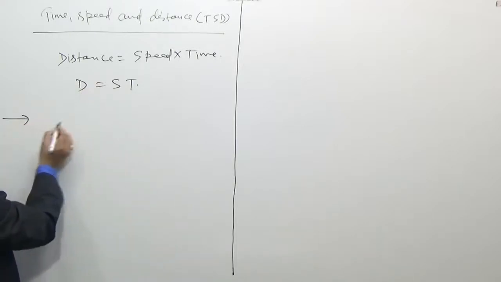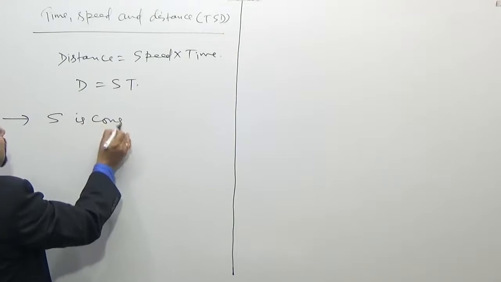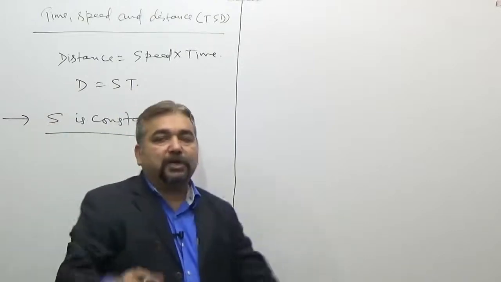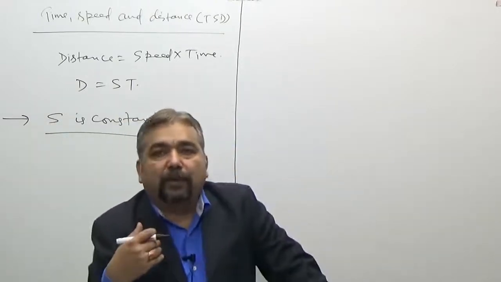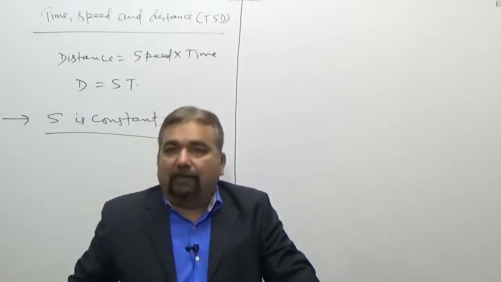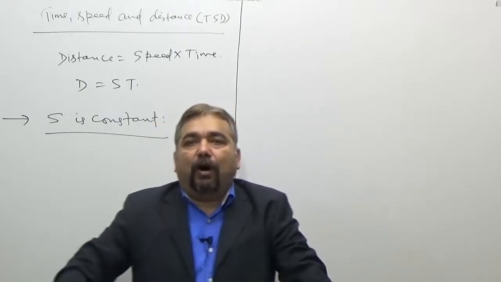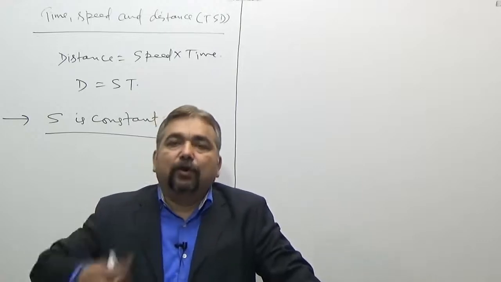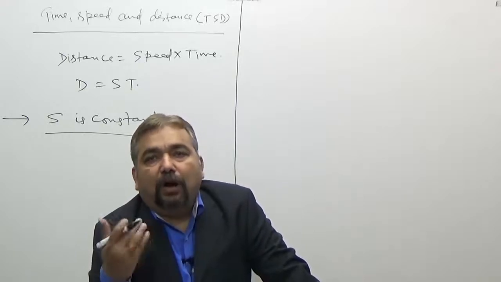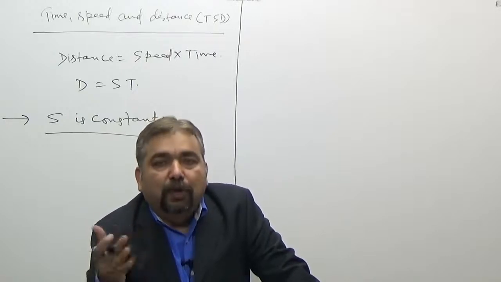The first one: in this equation, when speed is constant, what happens? See one example, if you are moving by your car with the speed of 40 km per hour, that is fixed. If you travel for 4 hours, then you will move how much? 160 km. If you move for 5 hours, then we will cover how much? 40 into 5, 200 km.